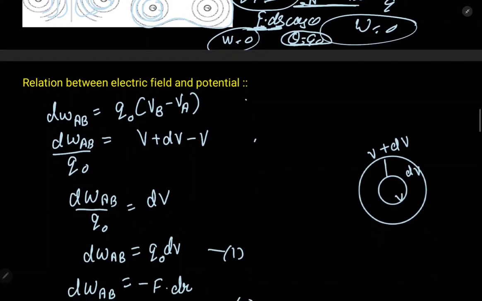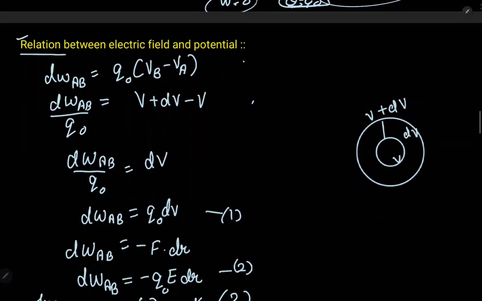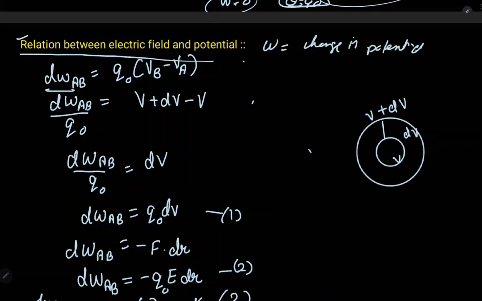Now there is another problem which is related to the relation between the electric field and the potential. We know that work done is equal to change in potential. We already know this. So work done can be written as Q times (VB minus VA), where this is the B surface and this is the A surface.